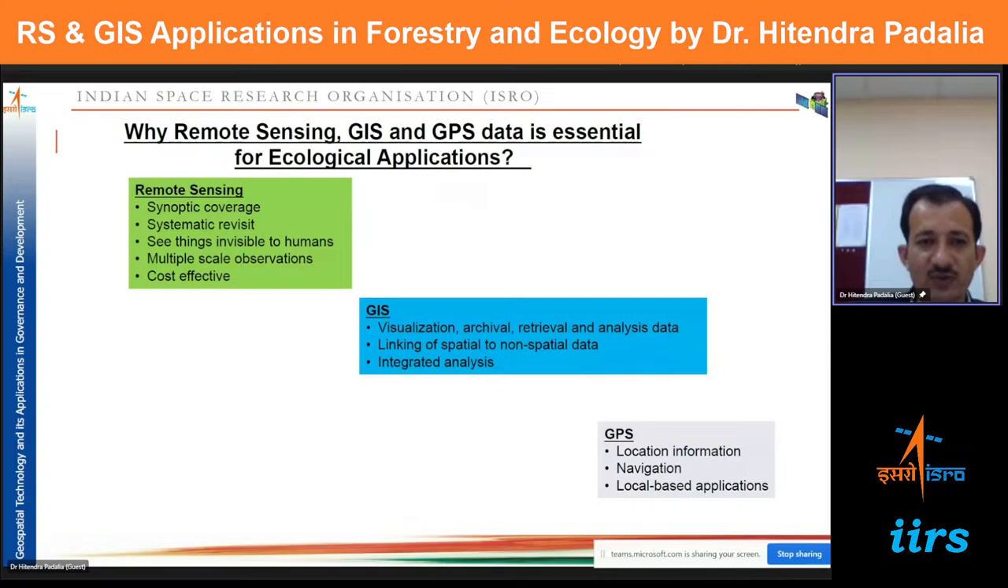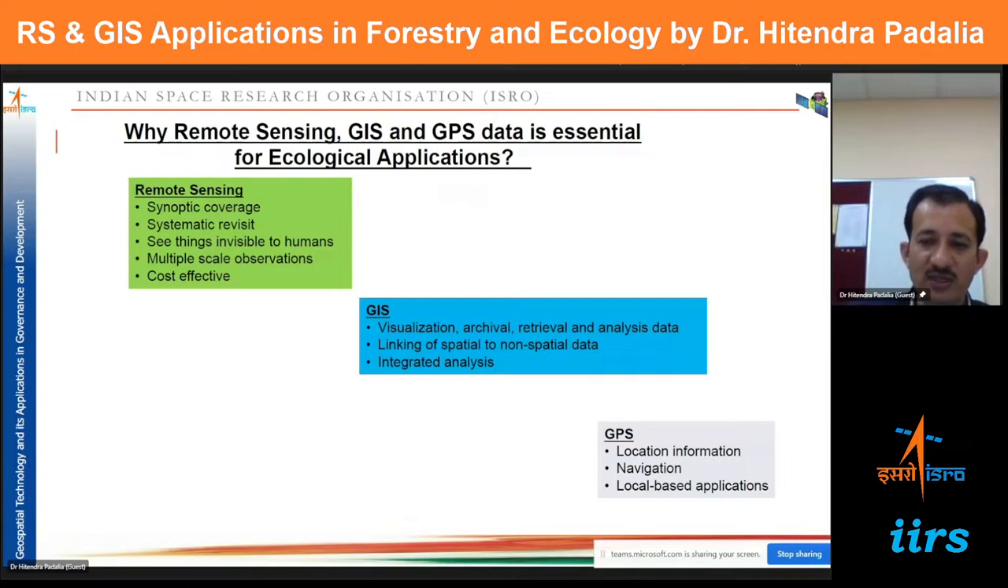So that is the advantage of using remote sensing. GIS is again very much relevant in this field, because forest ecosystem essentially is a multi-layer system. There is geology underneath the soil, then there is soil, then there is vegetation, so likewise it is a layered system. So you need a GIS system in order to integrate all these themes and then analyze the information in an integrated manner. So that is the advantage of GIS here.